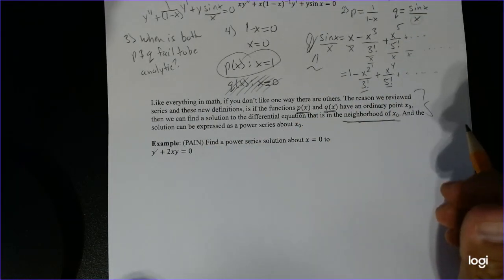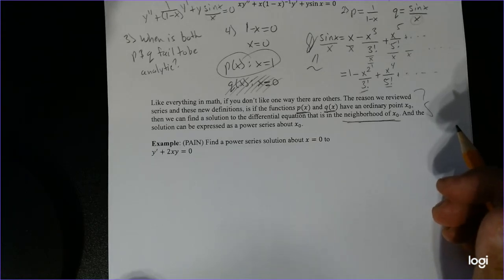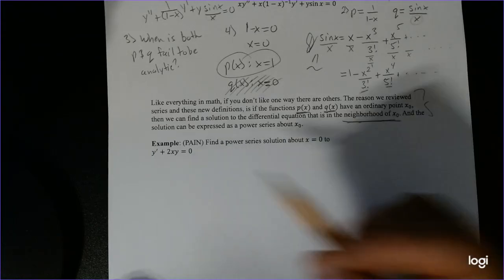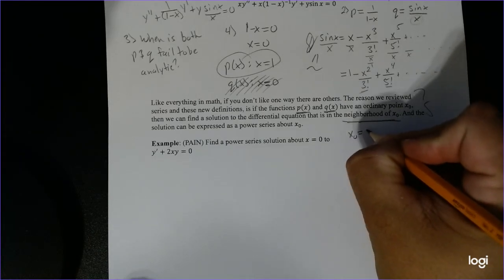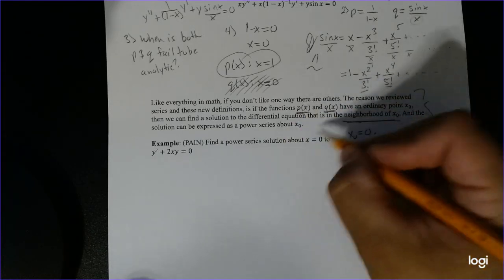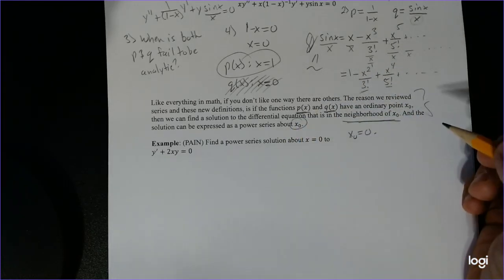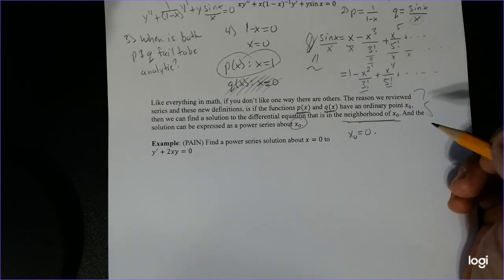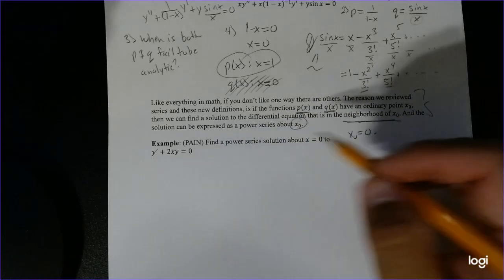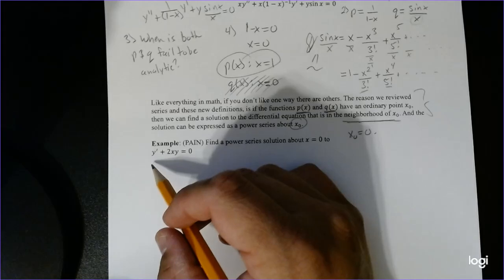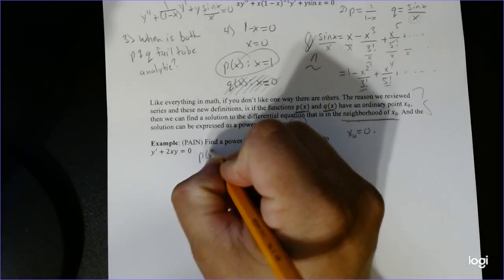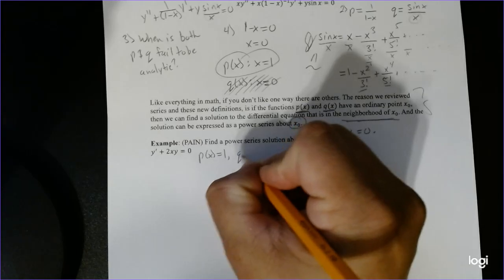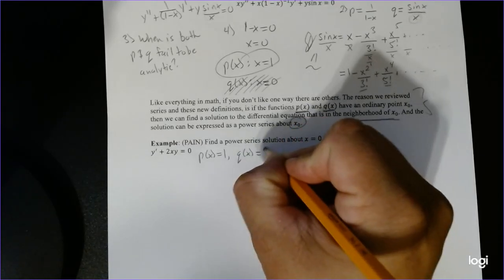So we want to find a power series solution at x equals 0 to this. Now what this is saying is x naught is equal to 0. Okay, that's what we're dealing with here. So let's write some stuff down. So we have y prime, so we have p of x is equal to 1. Q of x is equal to 2x.